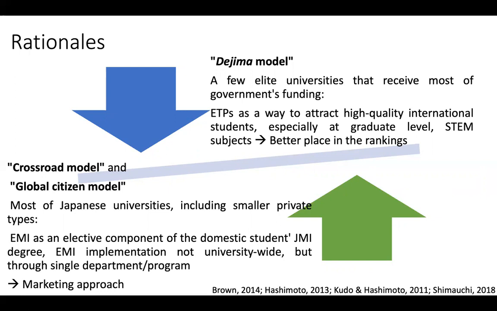The Global Citizen model is being used at most Japanese universities, mostly private. They're mostly small-scale private universities. They use EMI as an elective component of the domestic students' Japanese medium instruction or JMI degree. And EMI implementation is not university-wide, but is through a single department or program. And they mostly have a marketing approach.